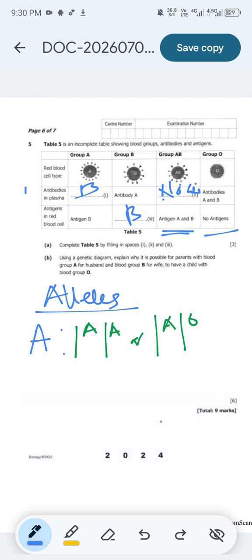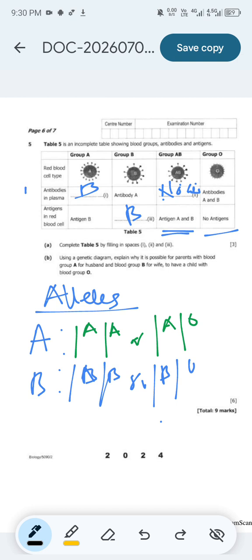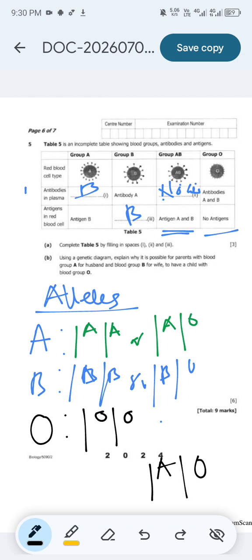How about blood group B? Blood group B can have alleles of BB, or B and O allele. And then blood group O can only have alleles of the kind OO. There is nothing like AO to become O, because O is a recessive gene. So someone can only have blood group O when they are homozygous recessive.